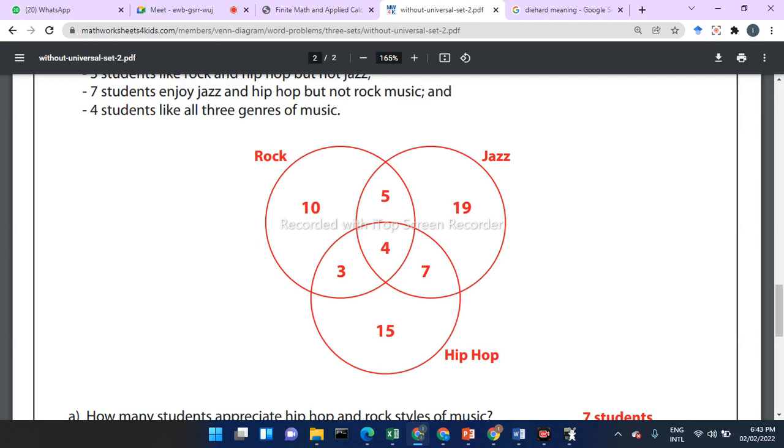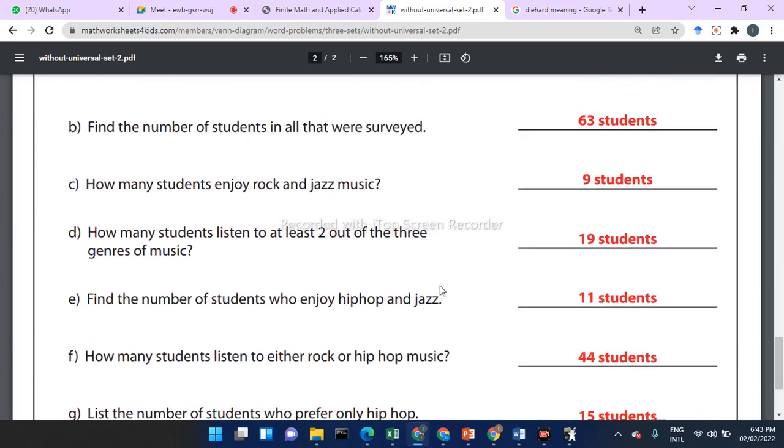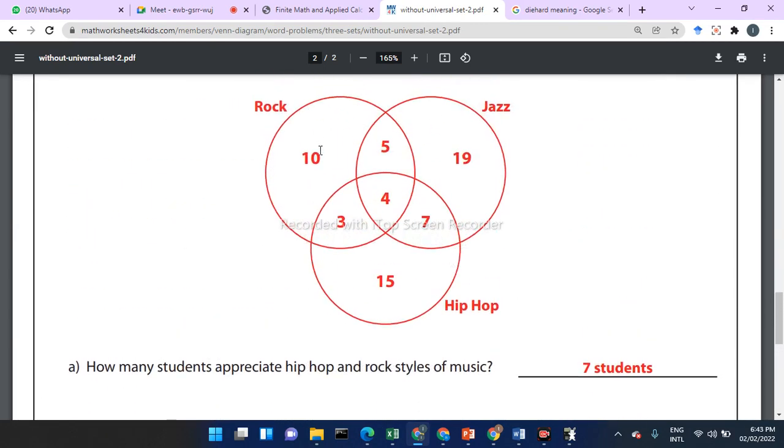So the answer for the last one is not 22, it's 10. Because they're using the word die hard here to suggest only. Okay. All right. So there's only 10 for rock.